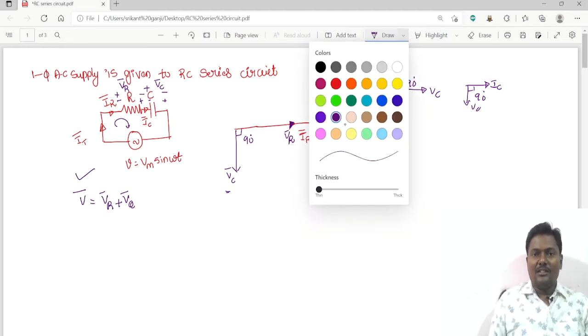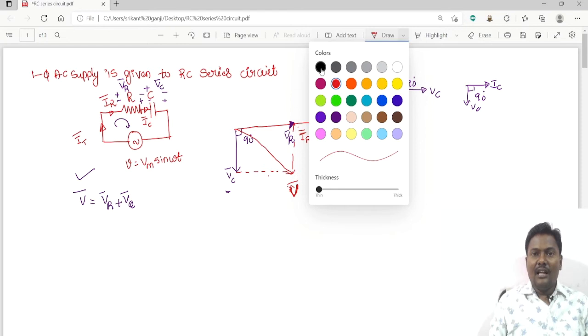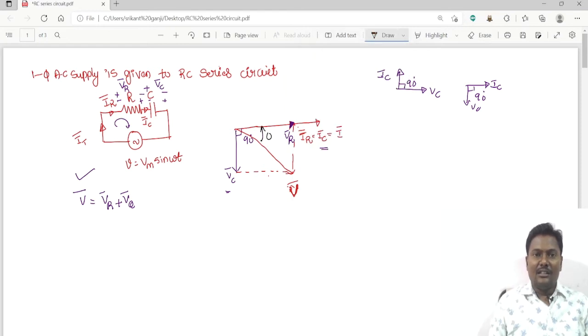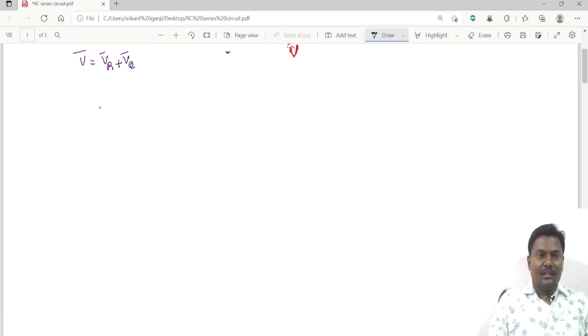Draw a line parallel to VR from this VC. Draw a line parallel to VC from this VR. Now I am getting the resultant voltage. The resultant voltage is V bar. The angle between the resultant voltage and the current is called the power factor angle. And from this we are getting the voltage triangle.